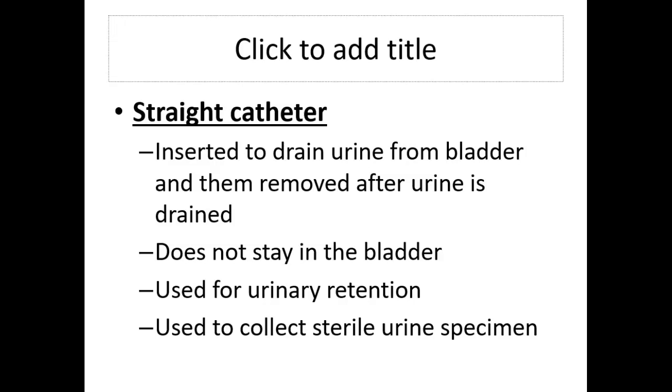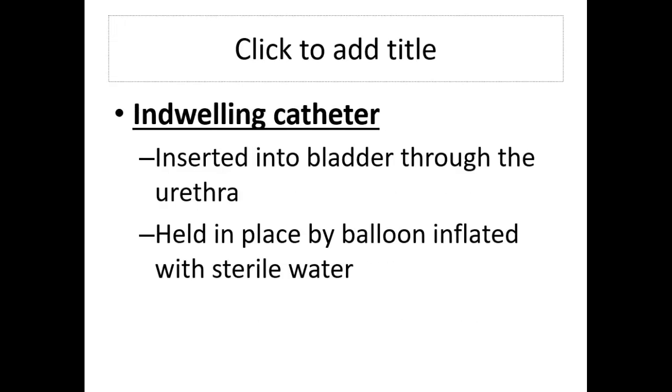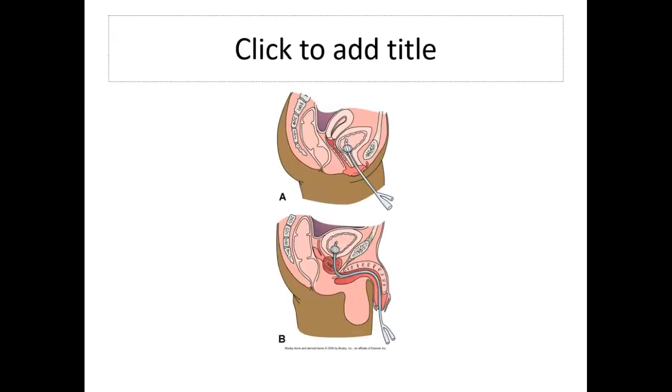It doesn't stay there. It can be used to collect sterile urine specimens. It can be used for urinary retention. There's lots of different methods or reasons to use a straight cath. Indwelling catheter, that is what's inserted into the bladder through the urethra, and it's held in place by a balloon that is inflated with sterile water. So this picture here will show you some indwelling catheters, and you can see the balloon that's inflated and that holds it in place. So that's an indwelling catheter.